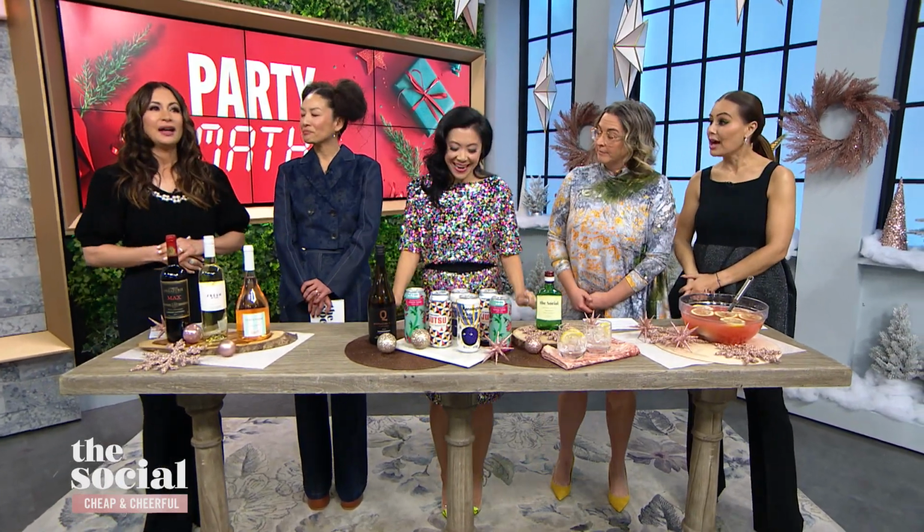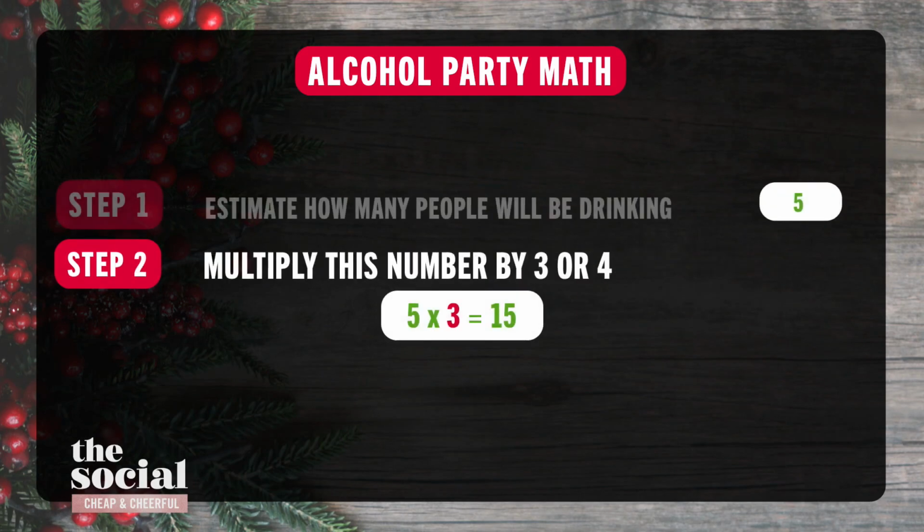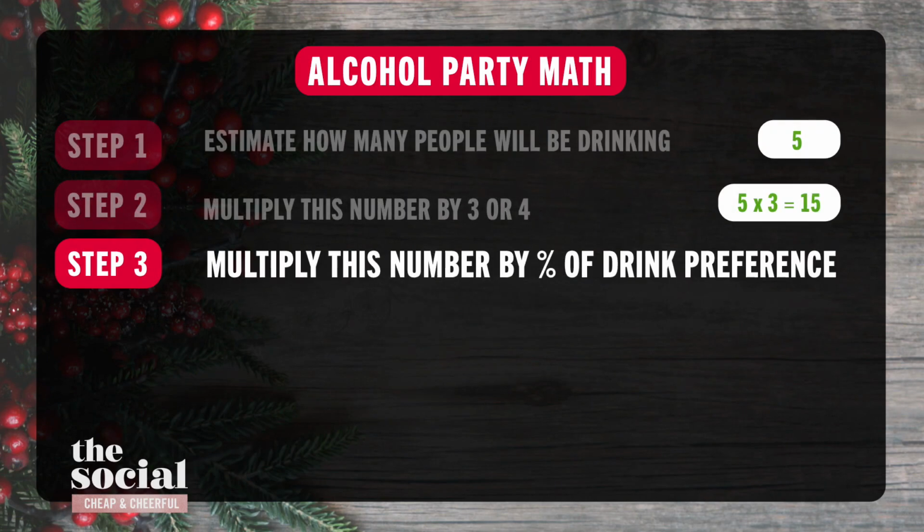At most parties, guests do sometimes have different drink preferences, whether that be beer, wine, or spirits. How do we manage quantities in that case? Okay, more math. You're going to take the number of people at your party and how many drinks you're going to have. So there's 5 of us, and we're going to drink 3 drinks each. Now you're going to multiply that number by the percentage of the preference.